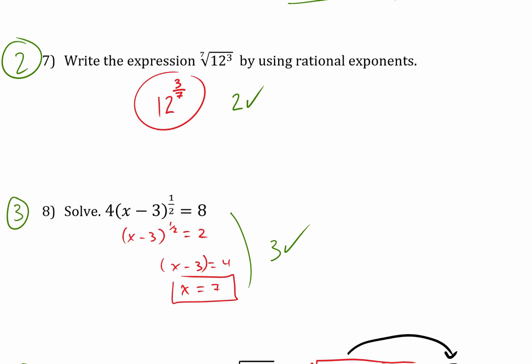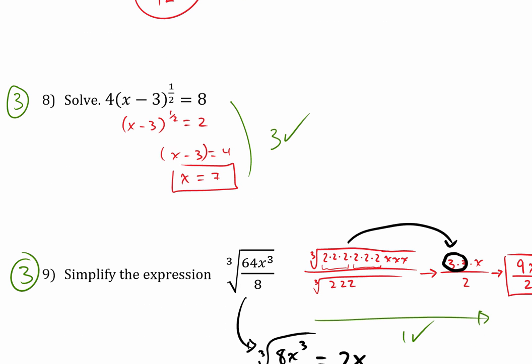Number 8. Several of you, what I saw some of you do, I divided by 4 first. Then some of you squared. A couple of you squared the right side, and you wrote... What did you do? Squared the left side and took the square root of the right. Did you do that? Yeah.